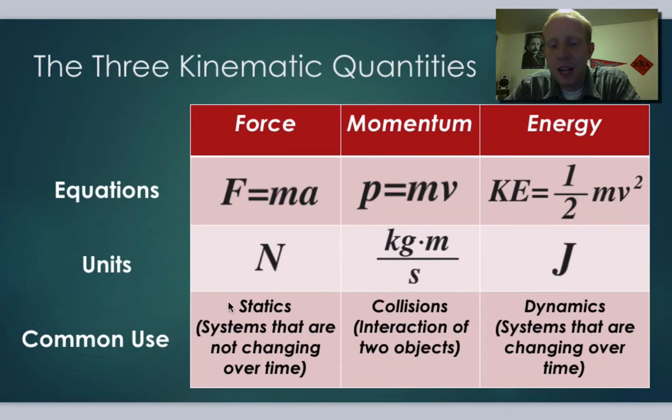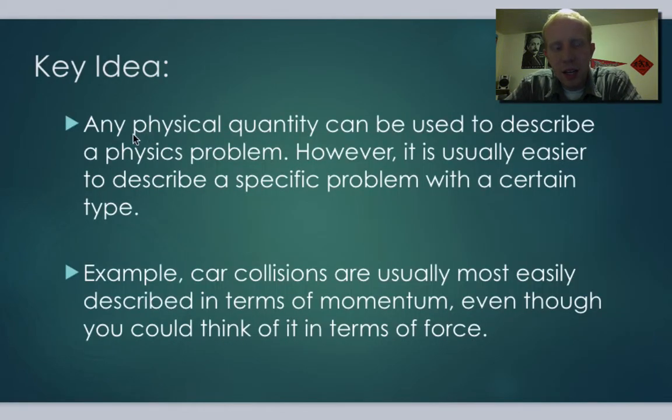All right, so next time we'll look more at collisions and how we can use momentum to apply that, but just keep that in mind. We have these three different sets. We're focusing on the momentum one right now. So again, key idea: any physical quantity can be used to describe a physics problem. However, it is usually easier to describe a specific problem with a certain type of physical quantity. For example, for this unit, car collisions are usually most easily described in terms of momentum, even though you could think of it in terms of force or energy. So select the tool set, use the right one.